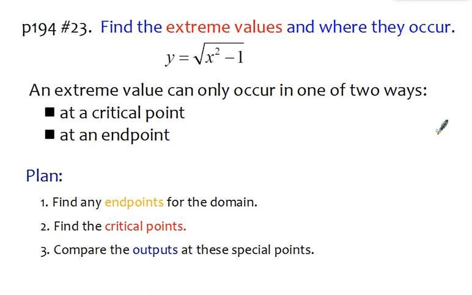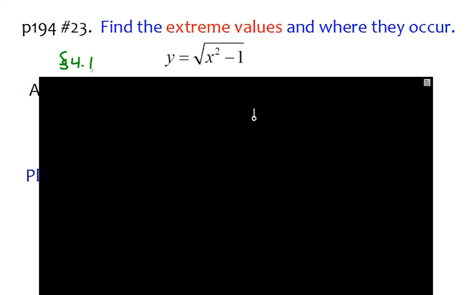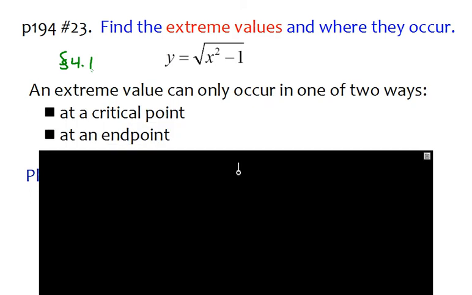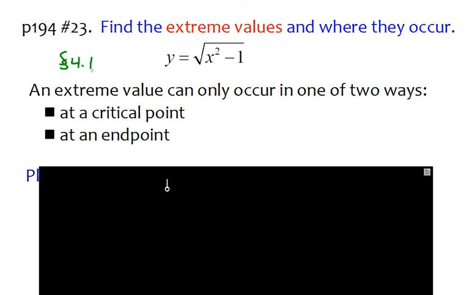Hi there. In this video, we'll look at problem 23 on page 194 from section 4.1, which is all about finding maximum and minimum values for functions. Just a quick overview of this topic in general, and then we'll look at this particular problem. We're meant to find extreme values and where they occur. The general idea here is that extreme values can only occur in certain specific ways.